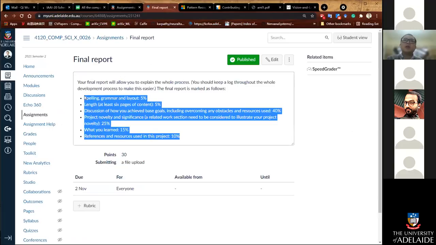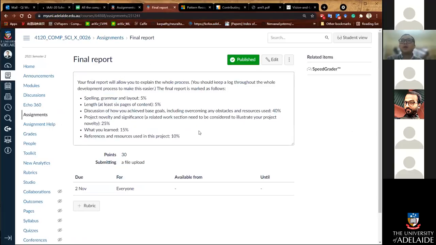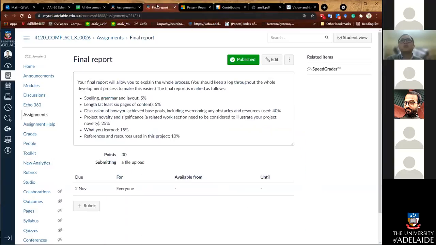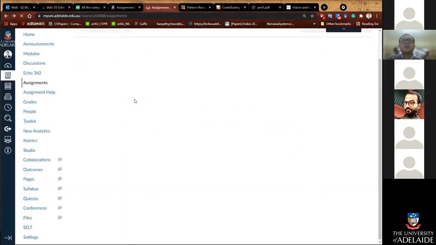Here is the final report marking scheme. According to the format, you can follow this one, or you can use any format you want to use. That's it.